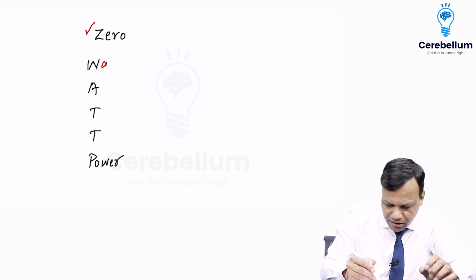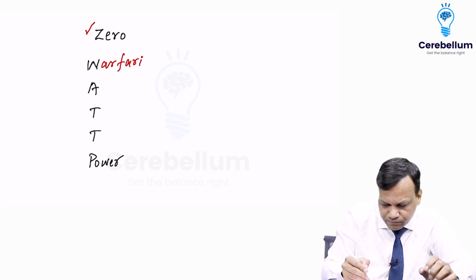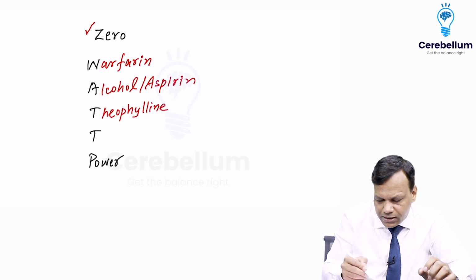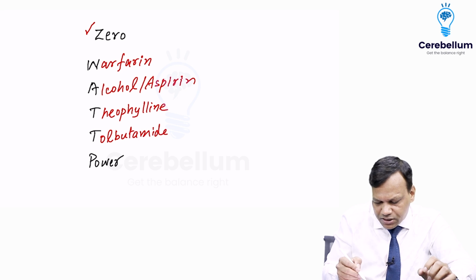And the drugs are: W is warfarin, A is alcohol and aspirin, T is theophylline, T is tolbutamide, and P is phenytoin.